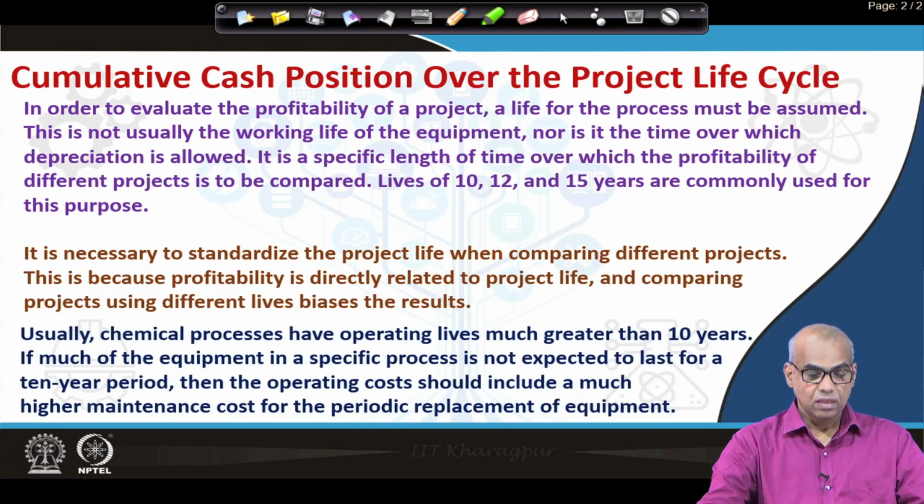Usually, chemical processes have operating lives much greater than 10 years. If much of the equipment in a specific project is not expected to last for a 10-year period, then the operating cost should include a much higher maintenance cost for the periodic replacement of the equipment.